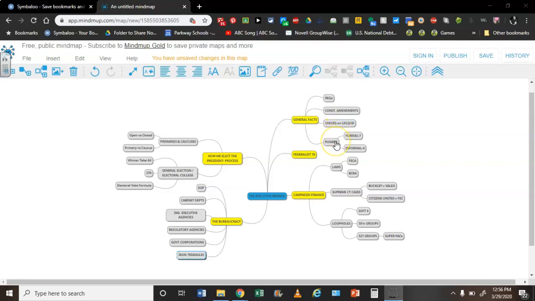And then we really focused on the powers. So we focused on 7 formal powers, and then we focused on 4 informal powers. And we did a slide on each of those formal and informal powers. So if you have any questions on those, definitely shoot me an email and let me know.